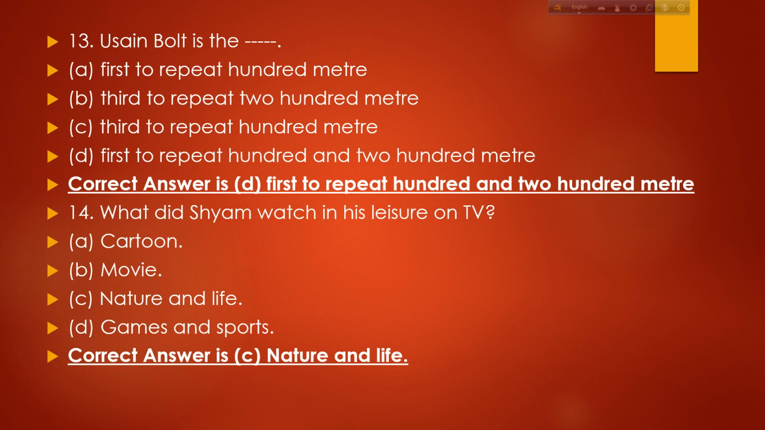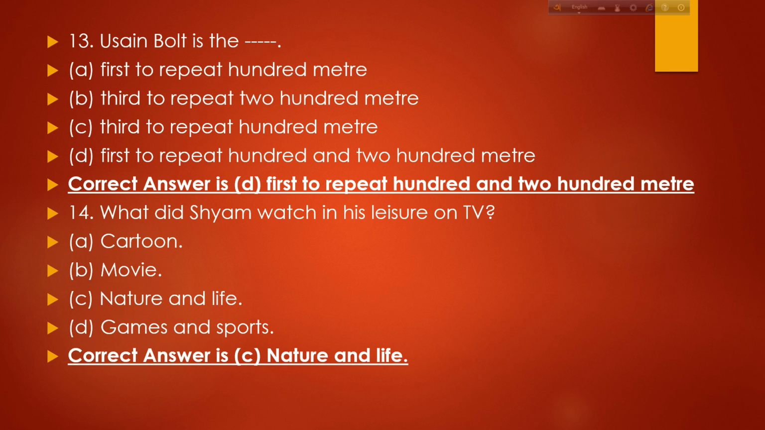Number 13. Usain Bolt is the dash. A, first to repeat 100 meter. B, third to repeat 200 meter. C, third to repeat 100 meter. And D, first to repeat 100 and 200 meter. Correct answer is D, first to repeat 100 and 200 meter.